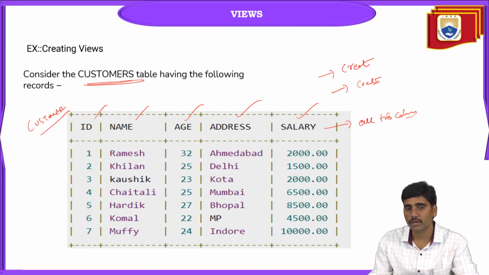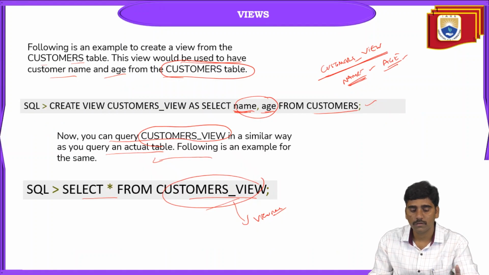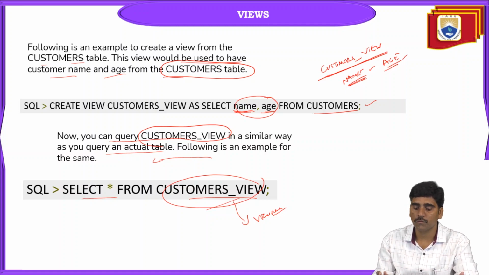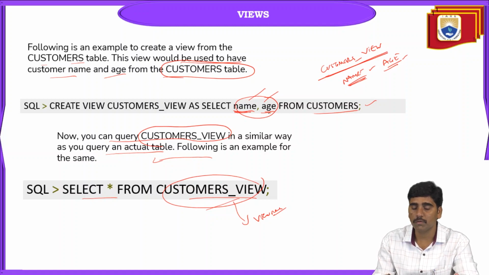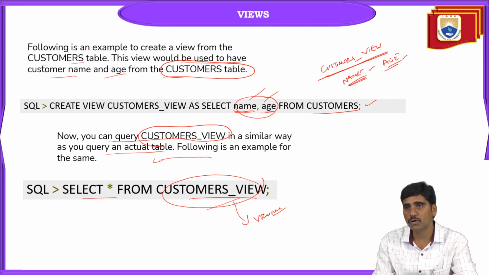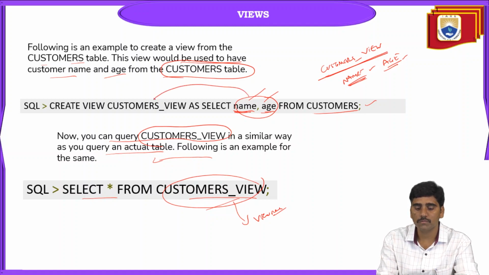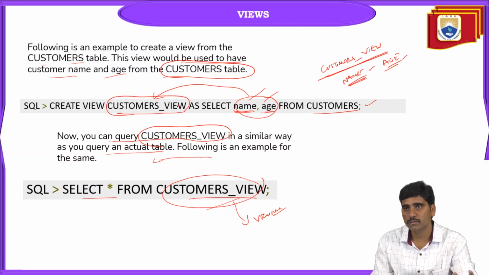So this is all about creating the table and how you are going to create the view from this table. Here, from the customer table, we are going to create a view from one table, which has the name and the age columns. In the customer table, the name and the age columns are there. With those two columns we are going to create a customer view, which is creating a view called customers_view with only the name and the age.